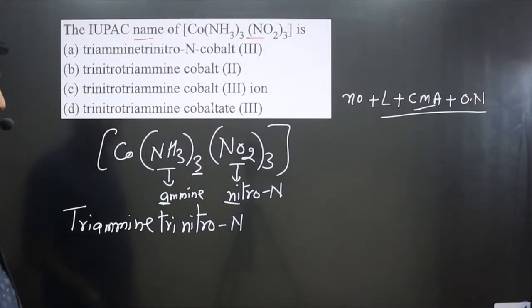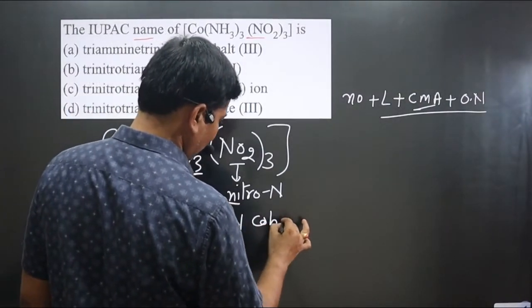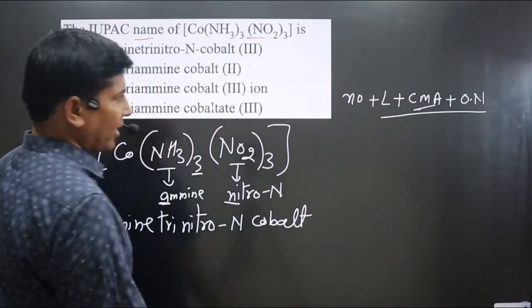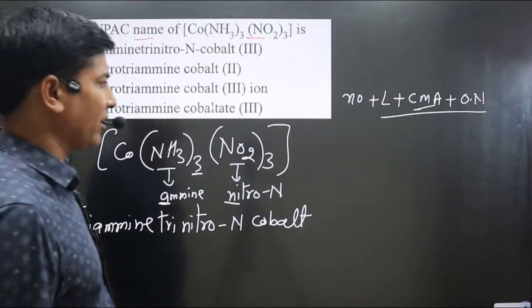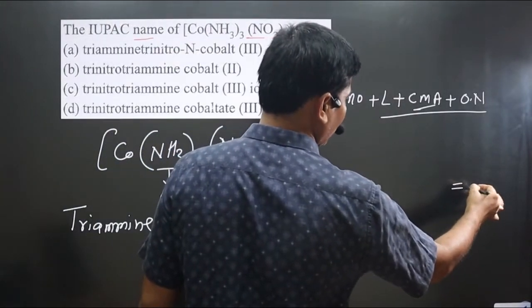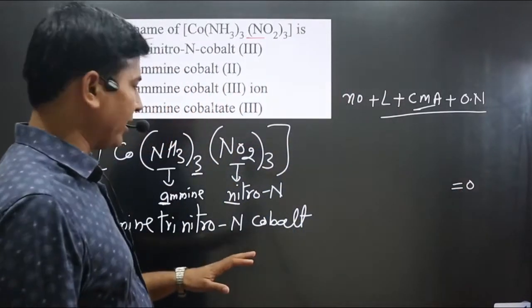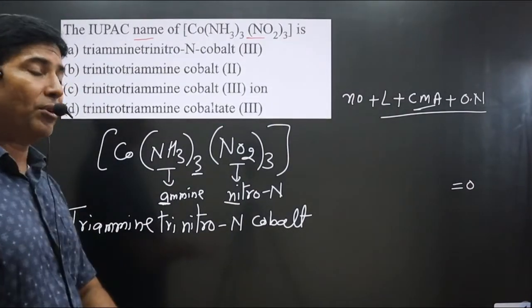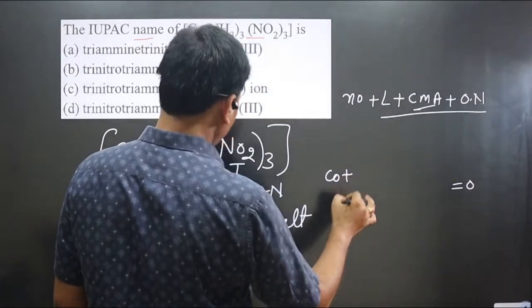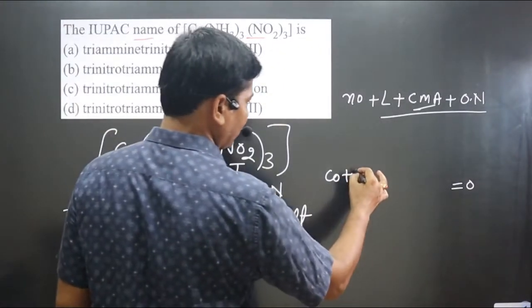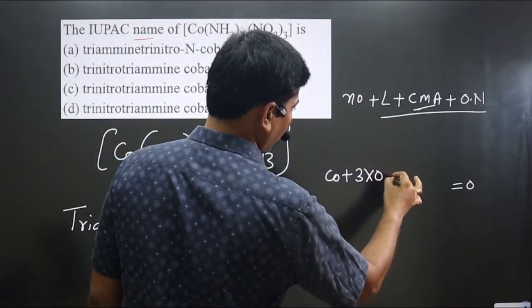The central metal atom is cobalt, so we write cobalt. And then we have the oxidation number, which we can calculate. It is a neutral complex, so we write it is equal to 0. The total oxidation number of all the ligands as well as the central metal atom will be equal to 0. Cobalt, for which we have to calculate the oxidation number, plus the neutral ligand, which always carries 0 charge, multiplied by 0.